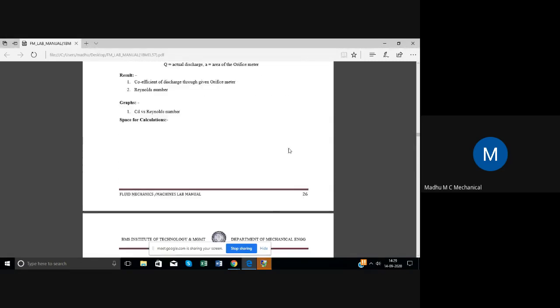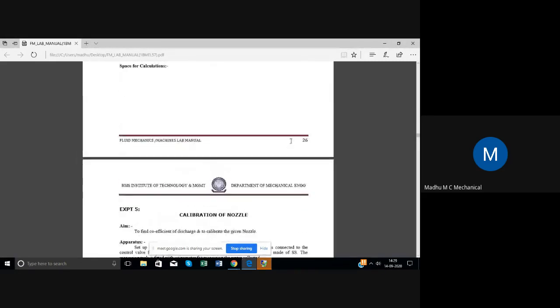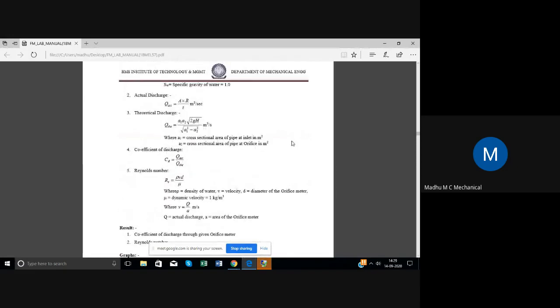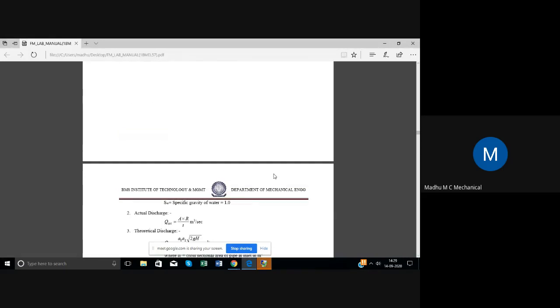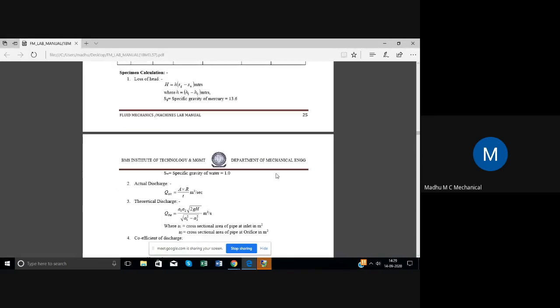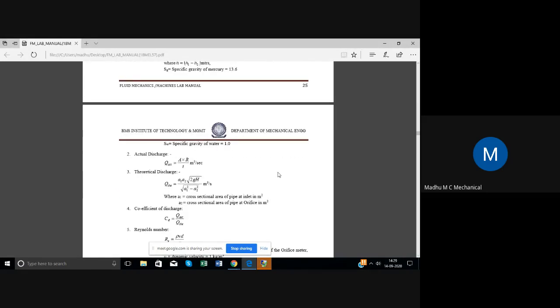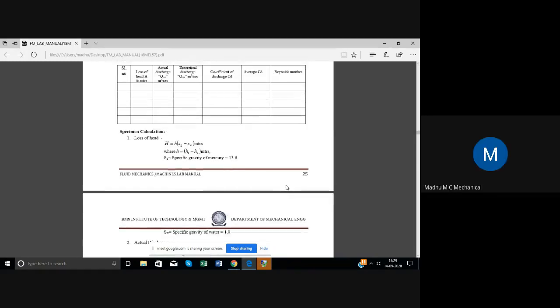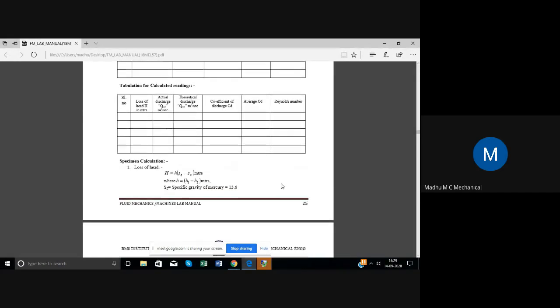I am going to wait for you till you calculate the first reading. First reading, I want to know the value of CD. Once you have taken down all the formulas, take the first reading and do the calculation now. Sir, could you show me the second table? Yeah, after calculation, you have to put it in the table.